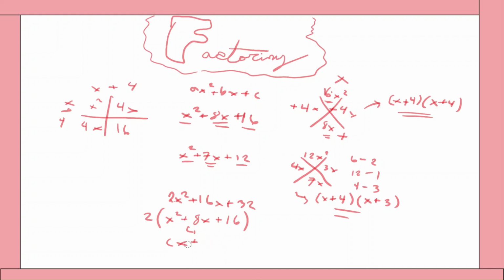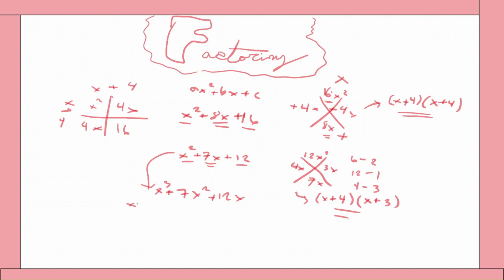So what if we didn't have that? What if instead something really odd was going on? What if we had something like an x cubed plus 7x squared plus 12x? Are we done here? Well, not really. This looks a lot like the previous one, doesn't it? What's wrong with it? Why can't we factor it? Well, this is an x cubed, not an x squared. Well, it looks like we can take out an x, right? So if we took out an x, that would be x squared plus 7x plus 12.